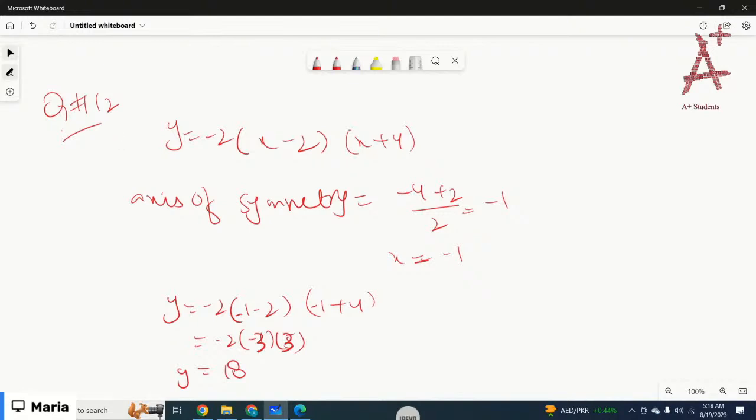So the coordinates of both the vertices determine the translation. The original is negative 5 and 8 in the question, right? And the new one is negative 1 and 18. That means that is a translation of 4 units right and 10 units up.